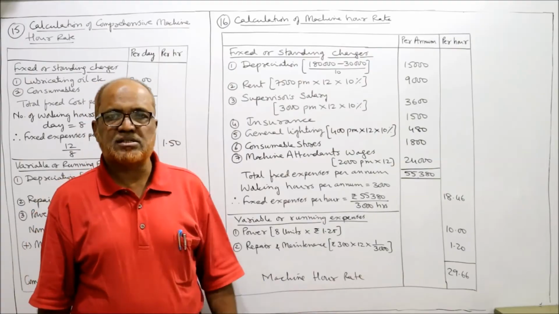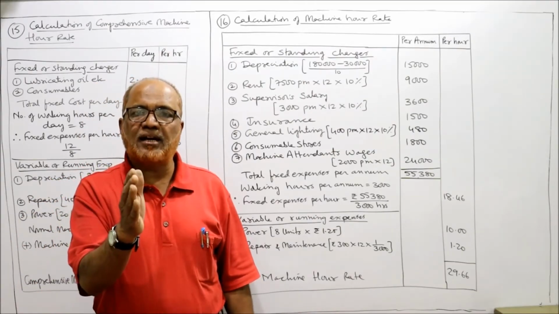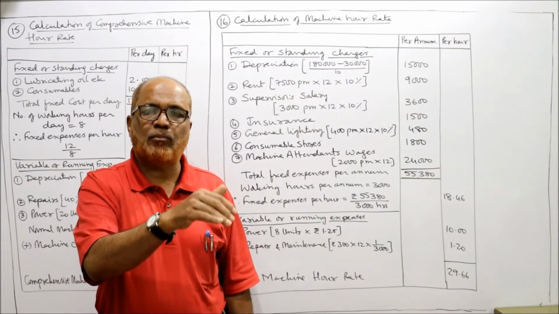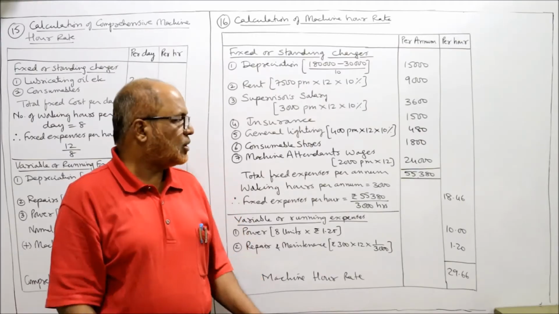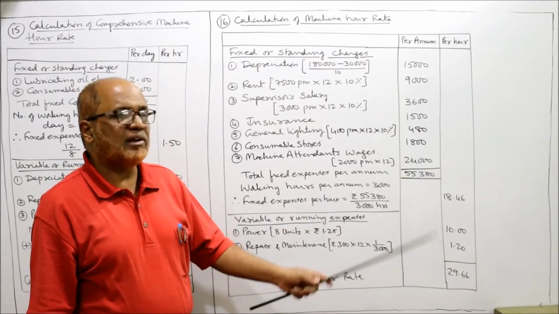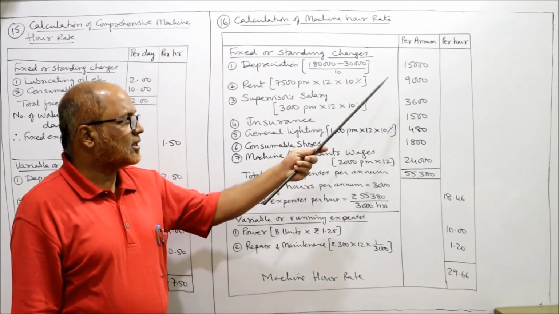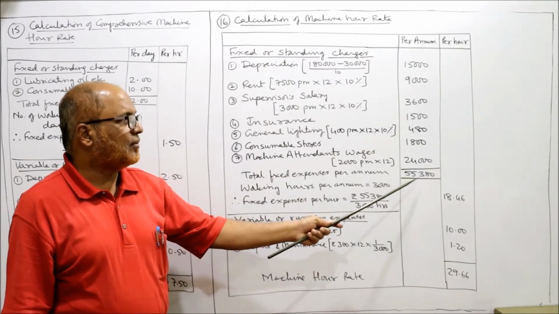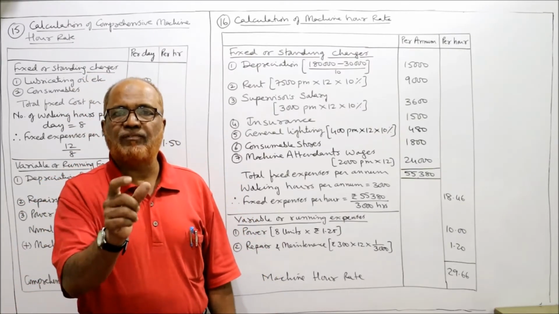Machine attendant wages. Again here we have made the assumption that the machine attendant is fully devoting his time on this machine only because he is the machine attendant. So 2,000 per month into 12, 24,000 rupees is the machine attendant's wages. Now take the total fixed expense, which comes to 55,380 per annum. This is the total fixed expense.